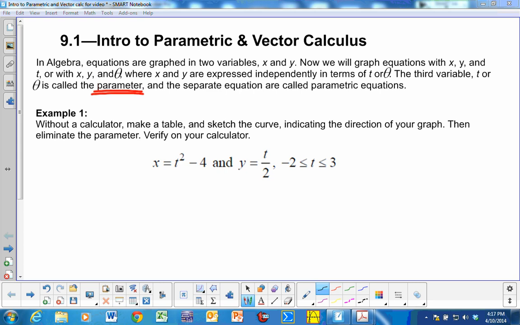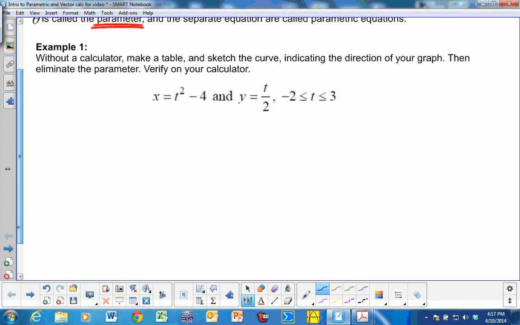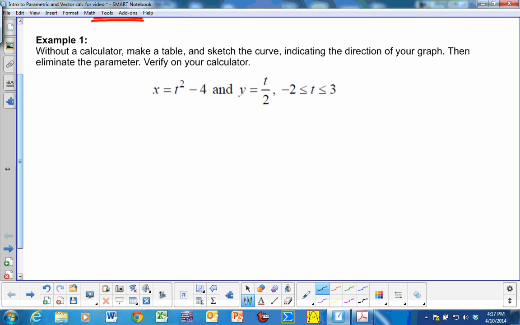So what these equations do is we're trying to graph, so say this example 1, we want to make a table and try to graph this function. Well, the difference here is you're going to end up with a graph that looks kind of familiar when we're done, but we're graphing it where this parameter is only defined from -2 to 3. So we have a beginning and an end point.